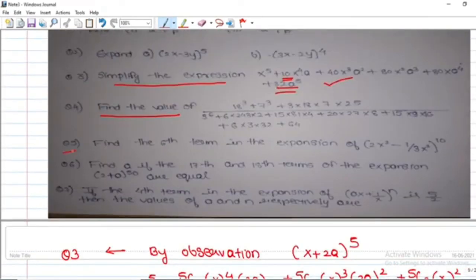Now let's move on to question number 5. Question number 5 says find the sixth term in the expansion of 2x square minus 1 by 3x square the whole power 10.